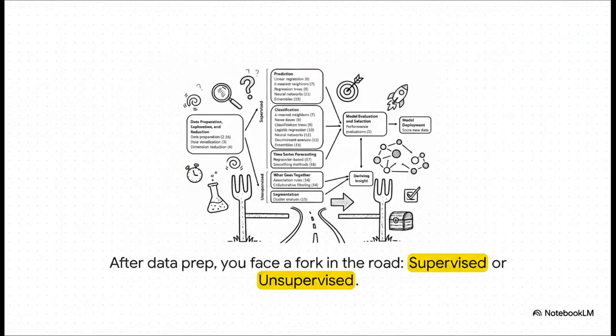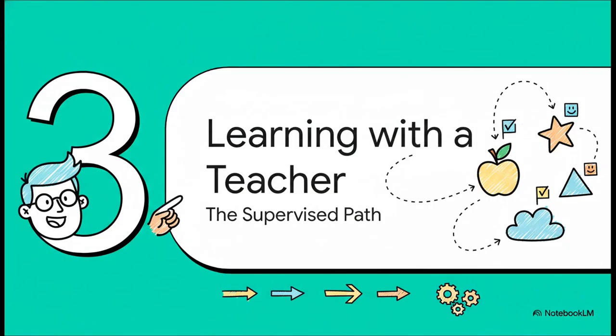This diagram shows that exact moment of choice. See? After you get your data ready, you hit this fork in the road. The path to the left is for supervised tasks, things like prediction. The path to the right is for unsupervised tasks, like finding hidden groups or associations. This one single decision shapes your entire project from here on out. So, let's explore that first path, supervised learning.